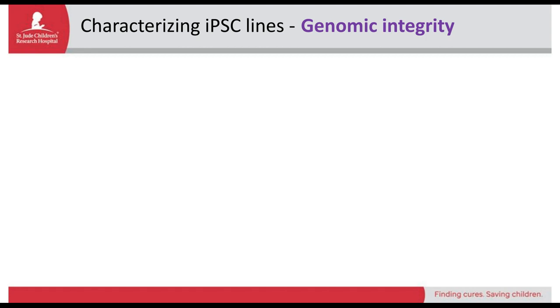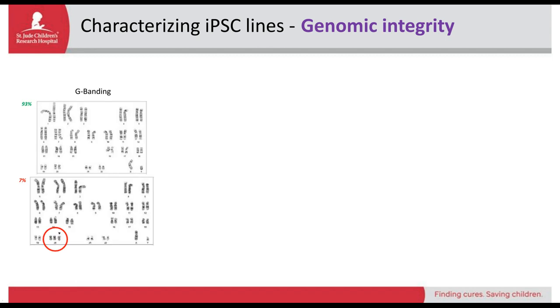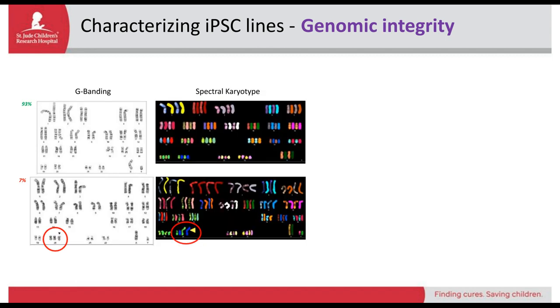So how do we make sure that the lines are good genomically? The simplest assays are G banding and spectral karyotyping. Here, for example, we have a line where 93% of the population has a normal karyotype, but 7% of these cells have a trisomy in chromosome 20. And here we have a normal line, and then a line where we have a massive duplication in chromosome 20. Chromosome 20 abnormalities are very common in human ES and iPS lines.